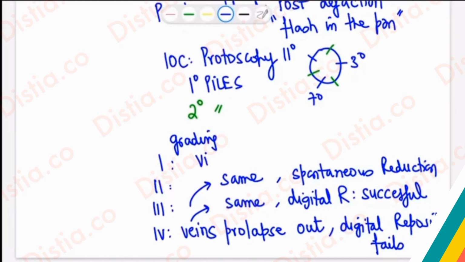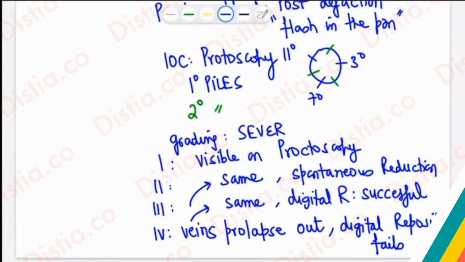When it comes to grade 1 piles, that would mean that this would be visible only on proctoscopy. Why I have spoken about it is mainly to remind you that there was a question which said secondary piles or second degree. So secondary piles would mean the location, and when you talk about second degree, that would obviously mean the severity component. And obviously the treatment of this will be studied by you from surgery.